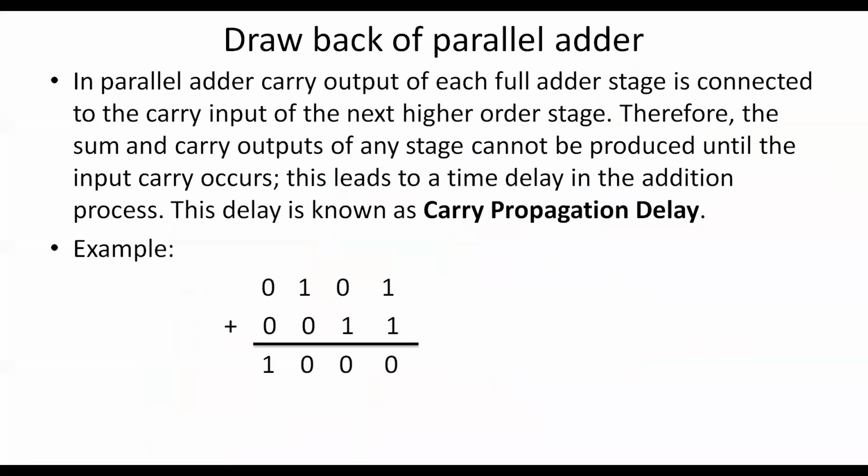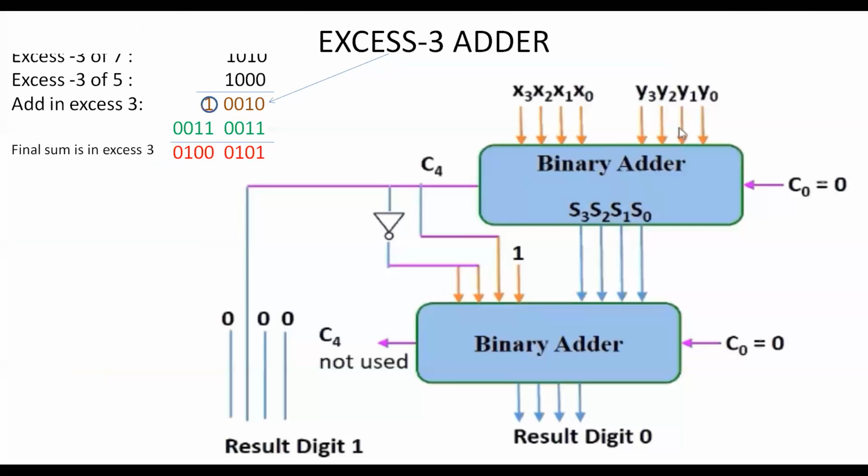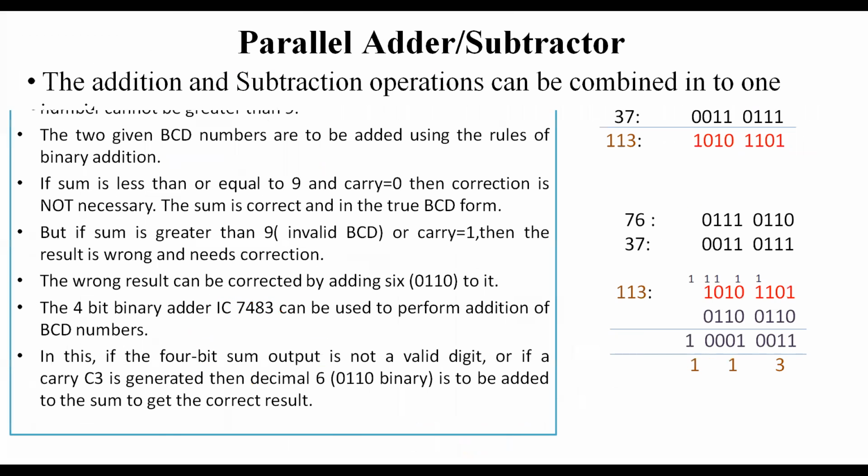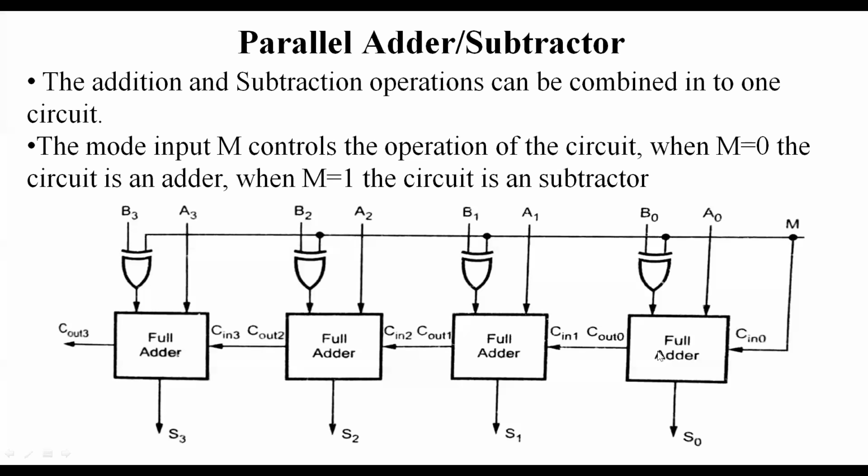Look ahead carry adder. Before going into this circuit, let us first verify the disadvantage of the circuits we have discussed till now. In the parallel adder, the carry output of each full adder stage is connected to the carry input of the next higher order stage. C0 is connected to the first full adder. The sum will be generated with respect to A0 and B0. Then after generating the sum, we are generating the carry Cout.